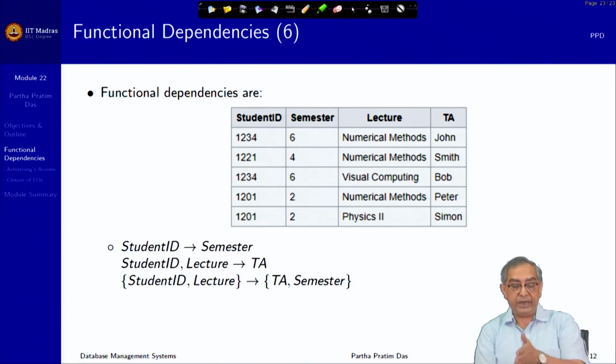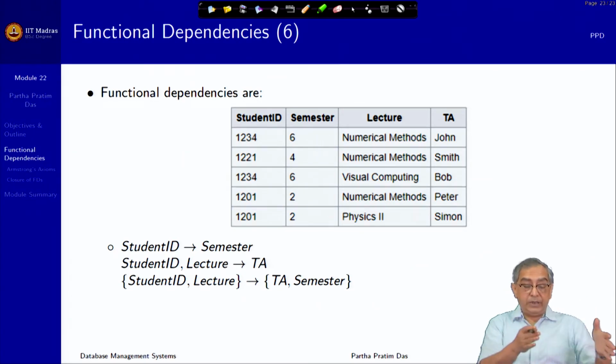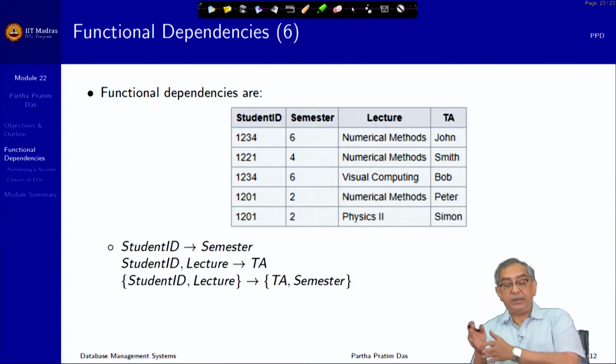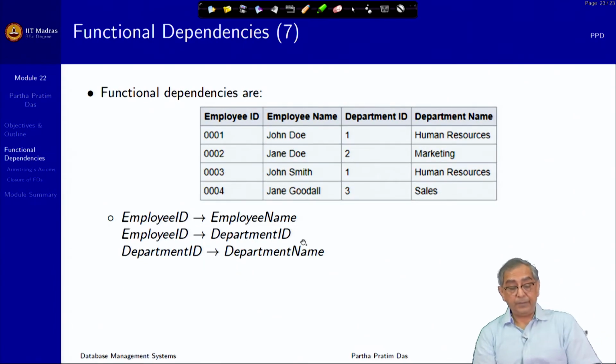For example, given a student ID in this student semester table, the semester will be known, and given a student ID and a lecture, the TA will be known. So, we can say that in generality student ID, lecture will determine TA, semester. Right? So, these are kind of inferences you can make, and we are going to soon see what the rules for making these inferences are. Similarly, here employee ID will always uniquely determine employee name, employee ID will uniquely determine employee department, department ID will uniquely determine department name, and so on.